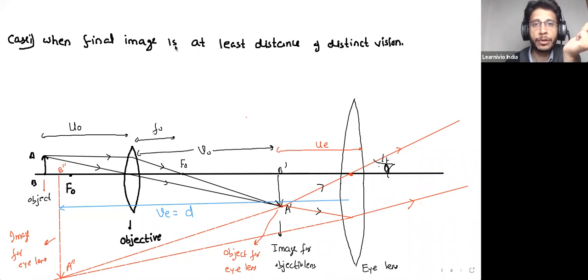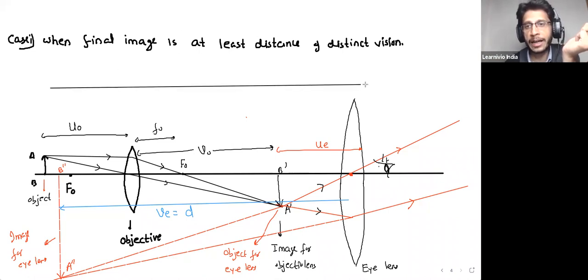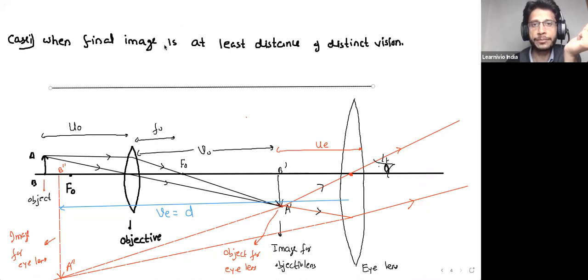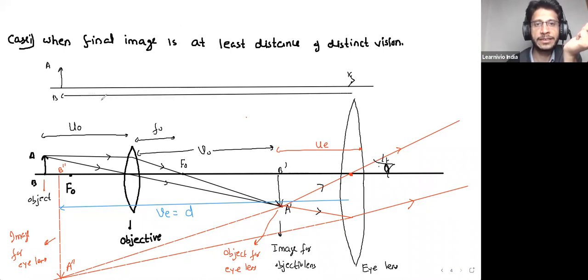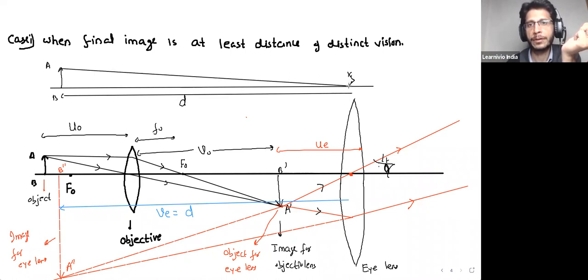So whatever I'm drawing now is for the naked eye. Instead of a lens, I put an eye. This is the eye. This is your object, AB. I place this object at a distance of D from the eye. This distance is D. This angle is theta, or I call this alpha. This is the angle which is subtended by the object.